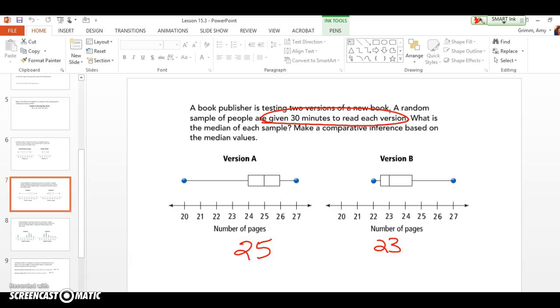More words on the page. There might be one that has more words on a page. You guys remember elementary school? The words were big, and then as you get bigger, they get smaller and smaller. So this is saying that version A, they read more pages, so maybe there were fewer words on the page. That could have been an inference we made based on that. Okay? All right, next type of graph we want to look at.